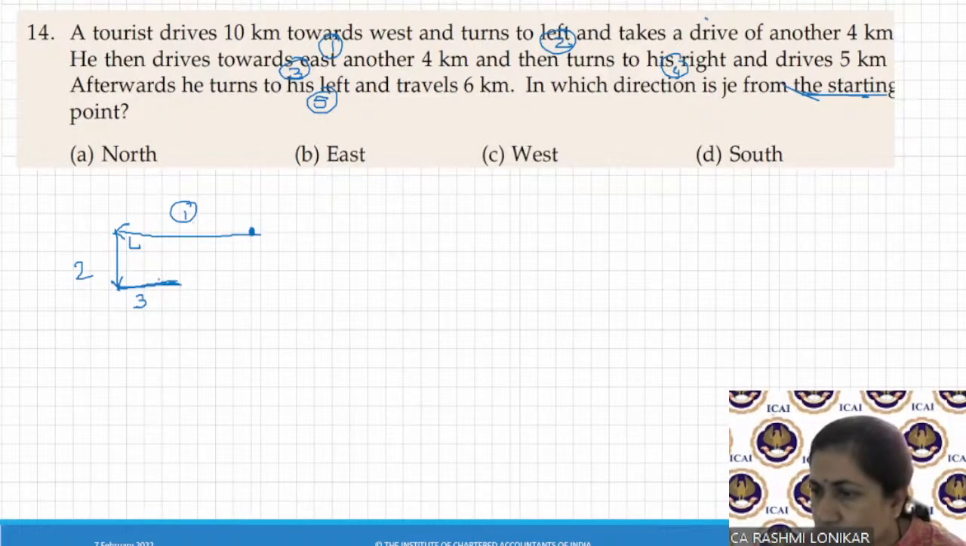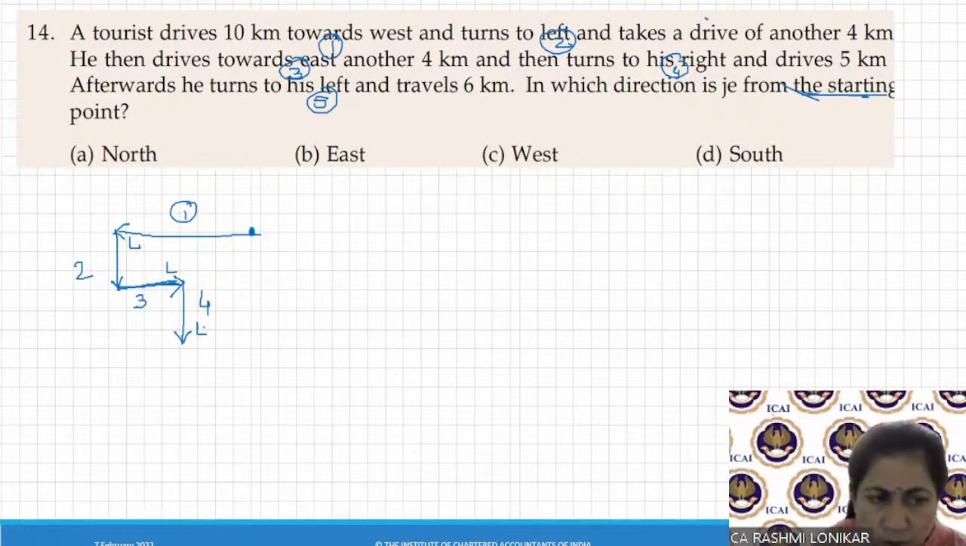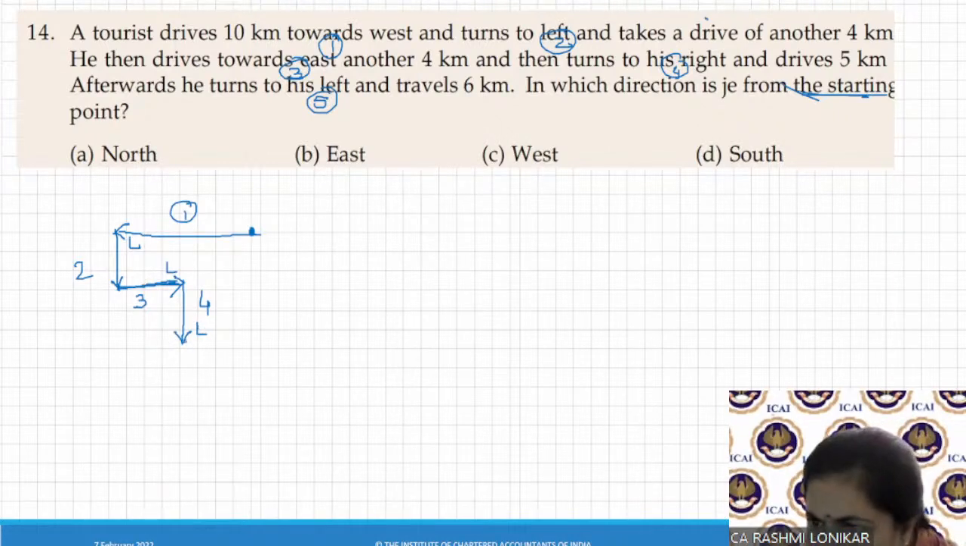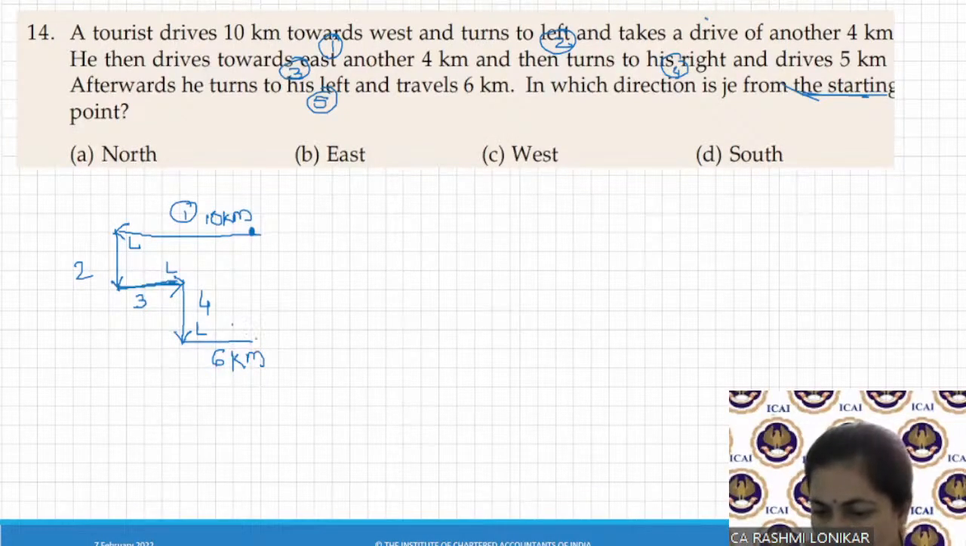Another 4 kilometers. Okay, so this is his third. And another 4, and then he turns to the right. Okay, so now this is left, he's turning to the right. So he's going here. So this is the fourth thing he's doing. Okay, and drives 5 kilometers. After that, he turns to his left. Over here, this is his left. So where is he going? From here, he's going to the left and traveling 6 kilometers. Okay, so this is how much? 10 kilometers, and this is his 6 kilometers. Okay, and this is his fifth point.